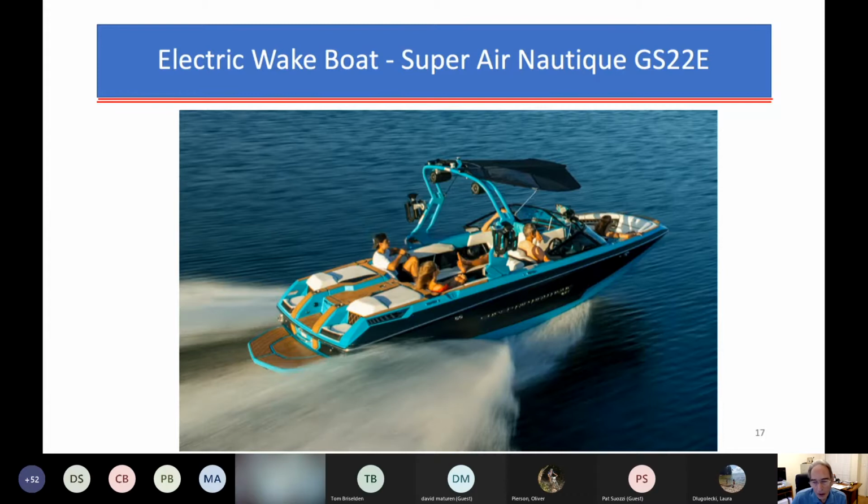GS22E. This boat costs $300,000, totally computer controlled, and I expect that once the other manufacturers start to build this type of boat, the price will come down considerably. These electric powered boats are probably the future of a lot of boating activities.